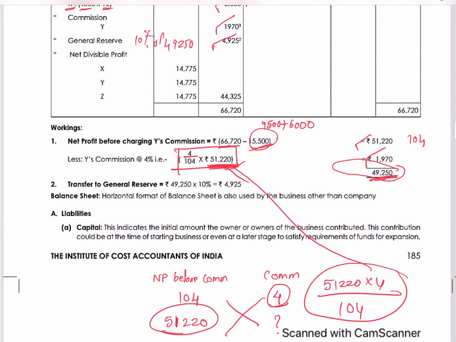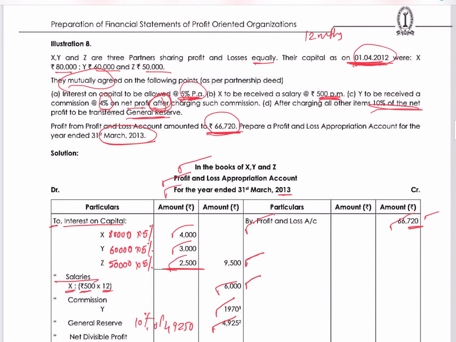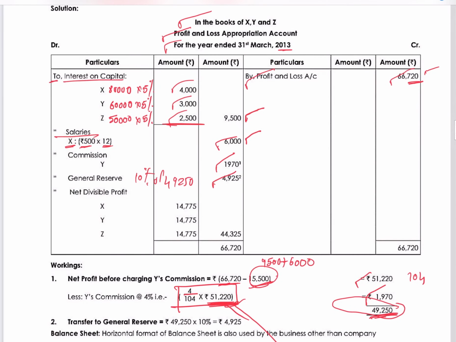That is also done. After that, what? They have not said anything. They have said the partners will share profits equally. Means everything we have done as per their deed, all the adjustments of the deed we have done. So now we will close the P&L ledger, and we find that the credit side is heavier and the debit side has a balancing figure of 44,325, which will be distributed to X, Y, Z equally, means 1:1:1, which they have done here.